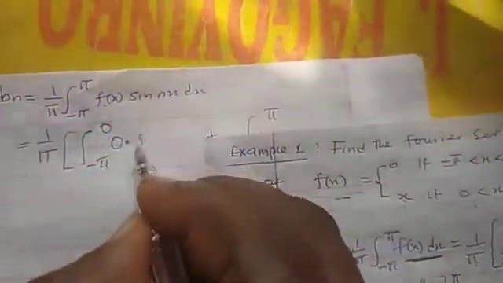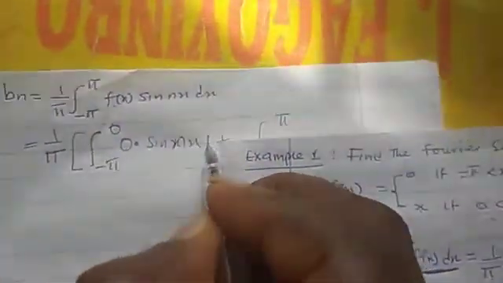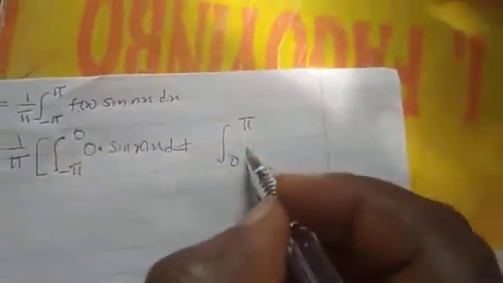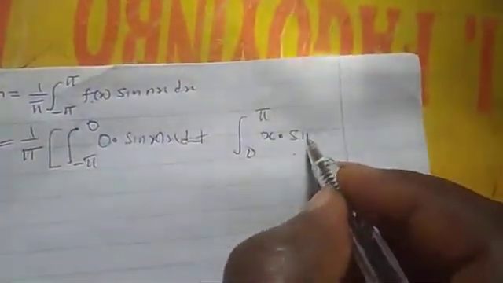But from the function, which is in two forms, I will also write it as 1 over pi into the integral from minus pi to 0 plus 0 to pi of f of x sine nx. Our f of x is 0 here, so this will be 0 times sine nx dx. The second one is x, the second half, sine nx dx. So which will give me 1 over pi.